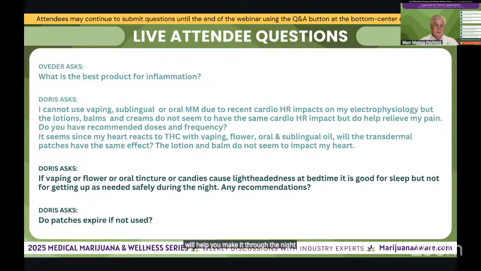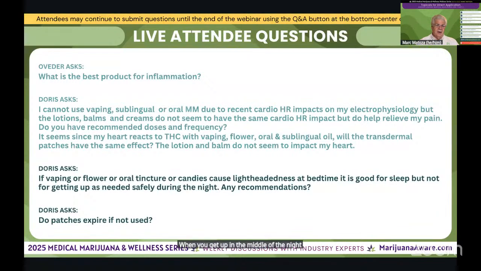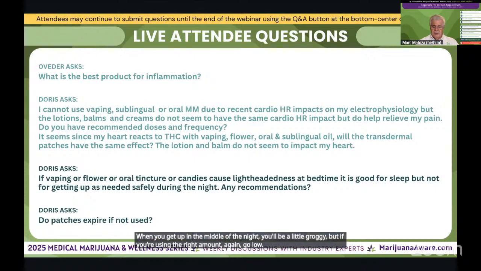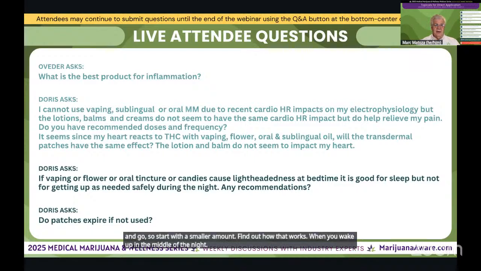Now the question becomes, how much do you use? Because if you're using a heavy dose of oral products, when you get up in the middle of the night, you'll be a little groggy. But if you're using the right amount, again, go low and go slow. Start with a smaller amount, find out how that works. When you wake up in the middle of the night, you'll find out how groggy you are.